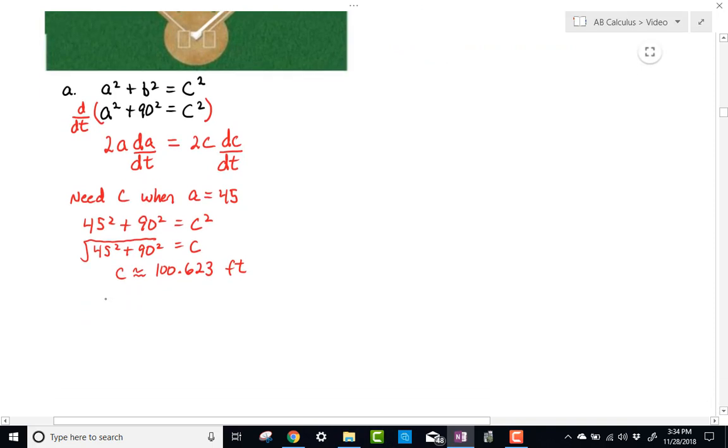So I have 2 times the value of A, which is 45, times dA/dt, which is negative 24, and that's going to equal 2 times C, so that's 2 times 100.623, times dC/dt, which is what I'm trying to find here. That's my only variable left.